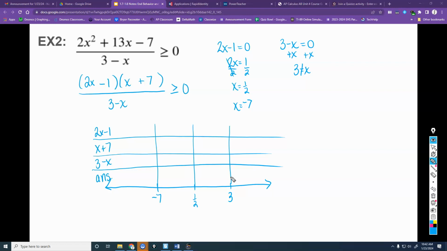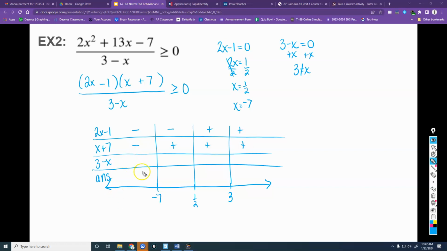Okay, so for 2x minus 1, if I plug in something like negative 8, 2 times negative 8 is negative 16 minus 1. Definitely get a negative here. I will get a negative here when I get numbers bigger than 1/2, like 1. 2 times 1 minus 1 will be positive there. For the x plus 7, I plug in numbers like negative 8, I get a negative here, but anything bigger than negative 7 is going to be positive.